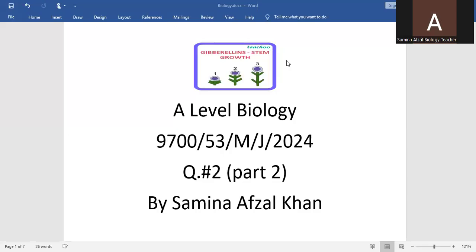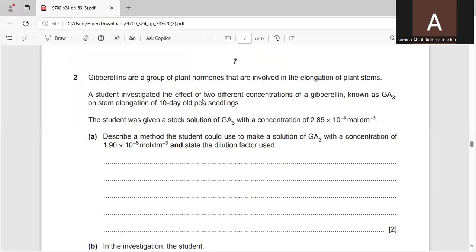A-Level Biology 9700, Paper 5, Period 3, May/June 2024, question number 2. Question number 2 is: gibberellins are a group of plant hormones that are involved in the elongation of plant stems.